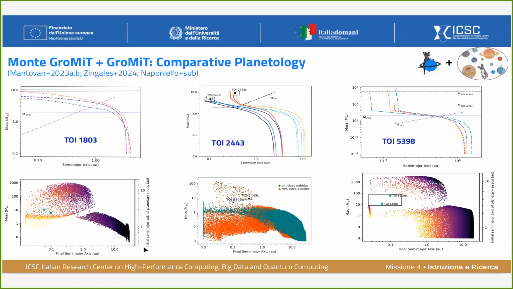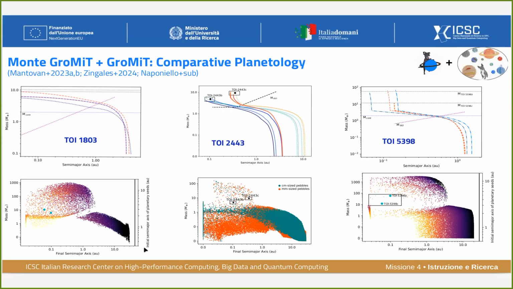It is also very, very useful for comparative planetology. So basically, when you have more than one observed exoplanet, so this is another 3 examples that we have published, or one of them is in the final stages of its review process.